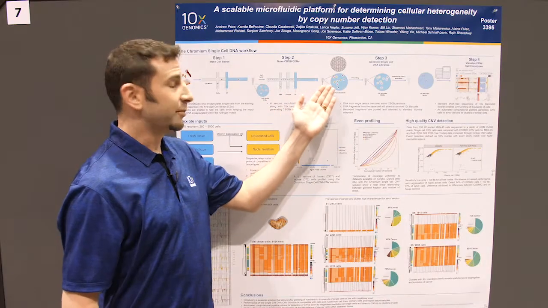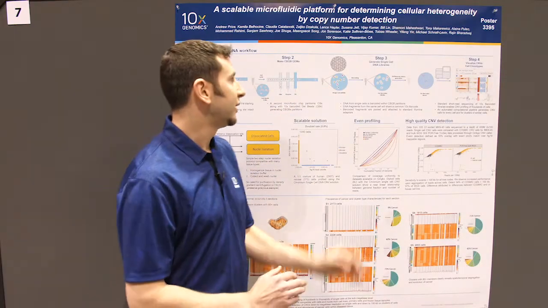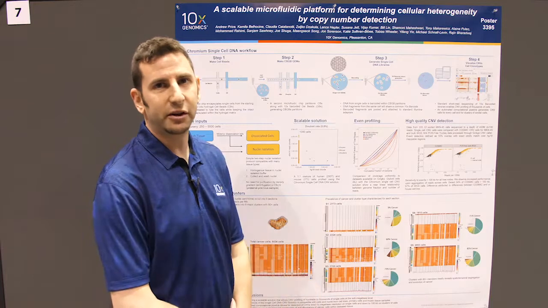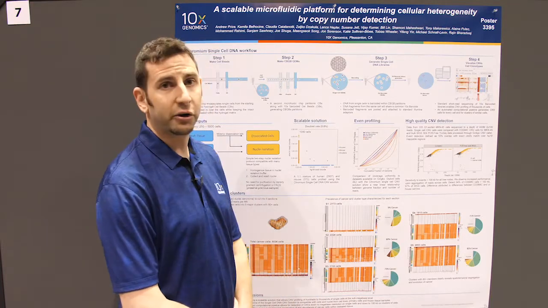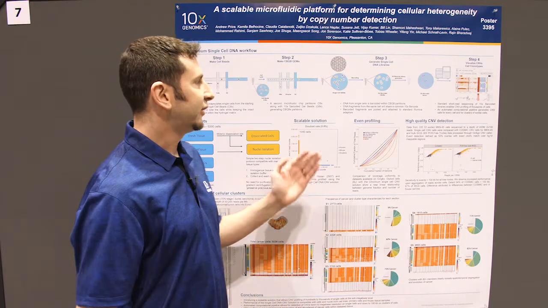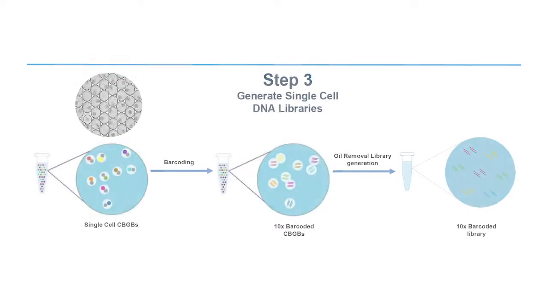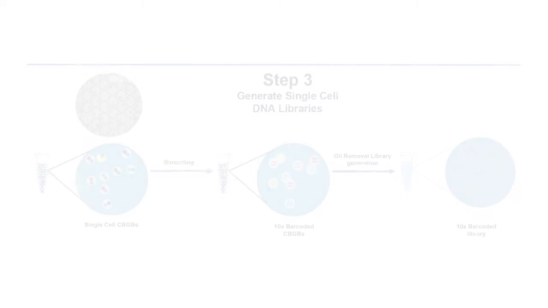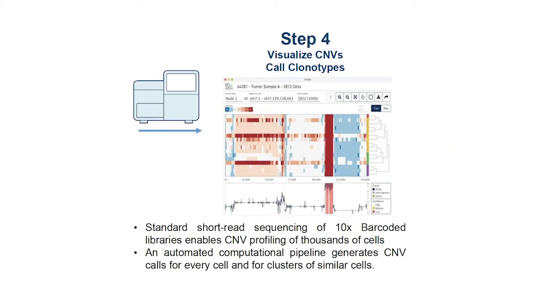Each cell is then partitioned into a second partition, which includes a 10x gel bead, which allows individual barcoding of each cell. That cell is then coalesced into a single phase, which allows us to complete our 10x library, which is sequenced on standard Illumina platforms, which allows us to call copy number variations with a turnkey pipeline and visualization software.